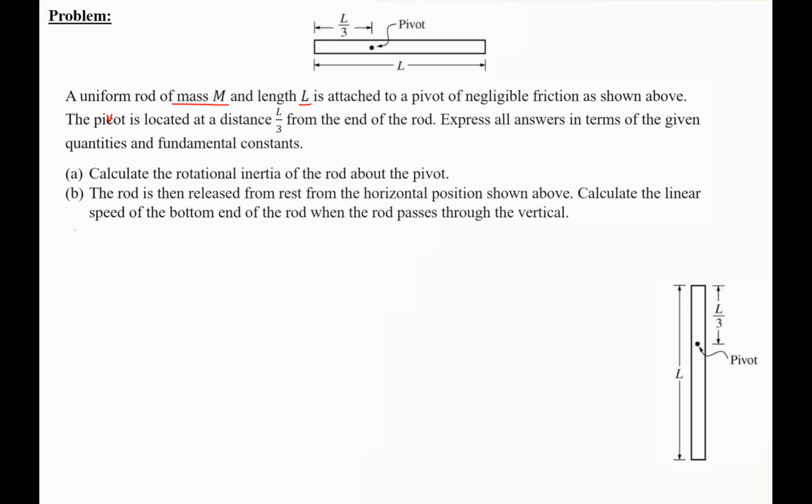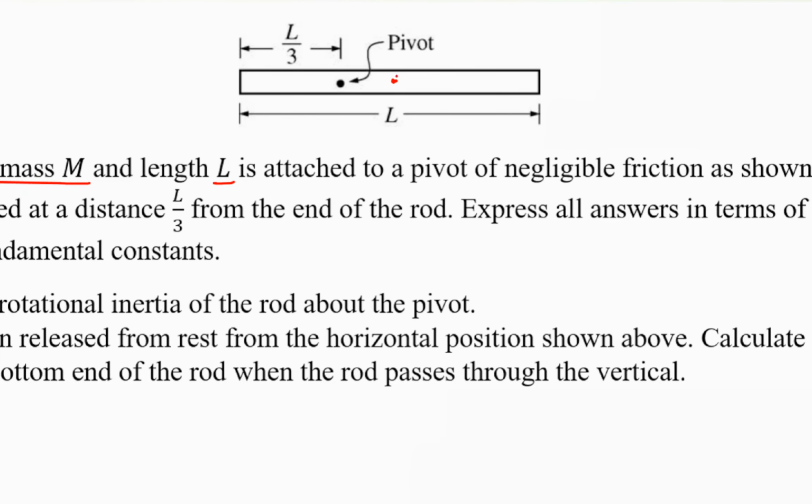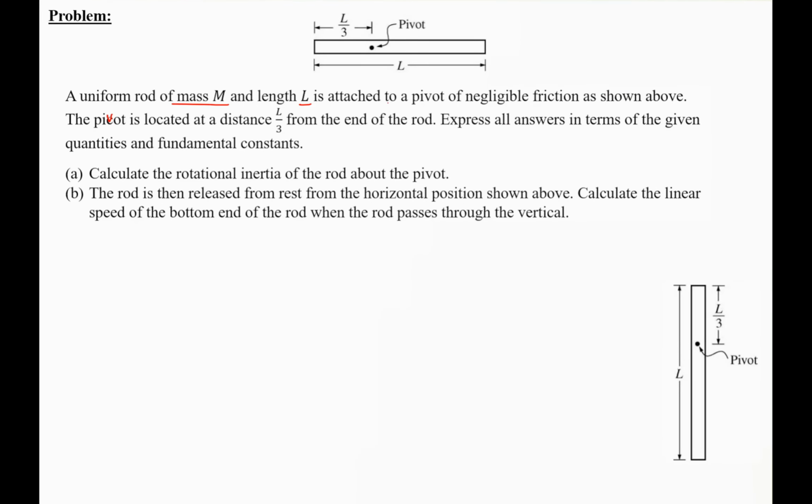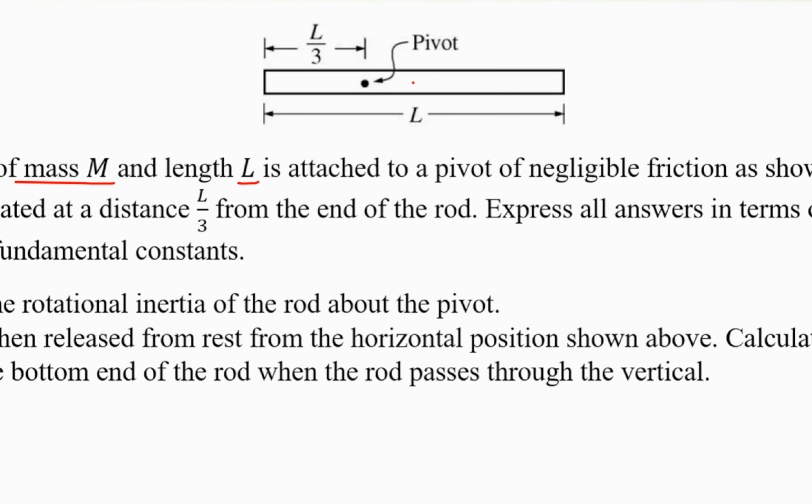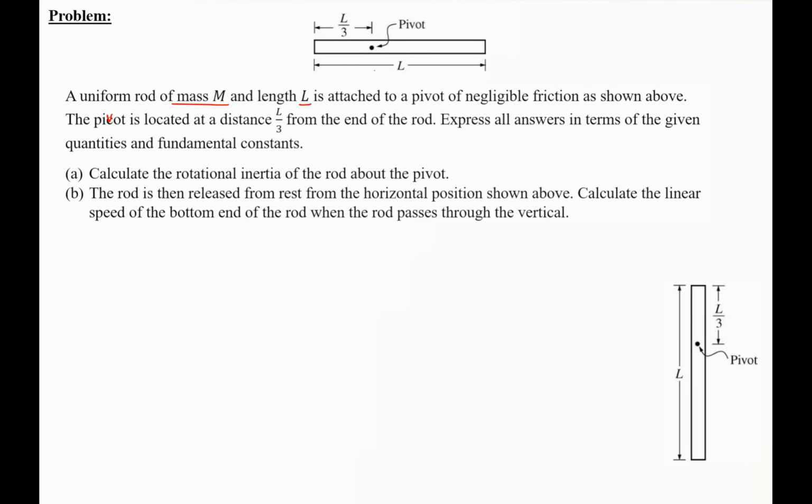In part A, we need to calculate the rotational inertia of the rod about the pivot. Now we know that the rotational inertia of a rod about its center is given by 1 over 12 ml square. The first thing to notice is that this expression is not given in the exercise itself. If it is given, we need to apply the parallel axis theorem in order to determine the new rotational inertia about this pivot point, which has been shifted from the center.